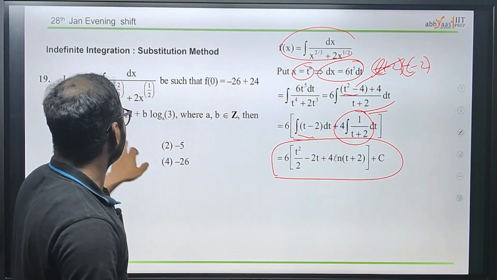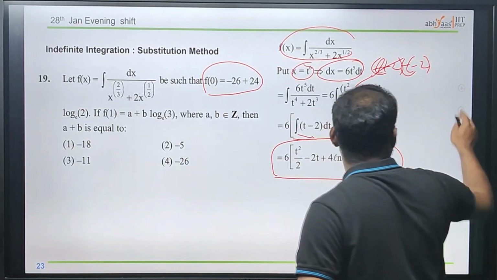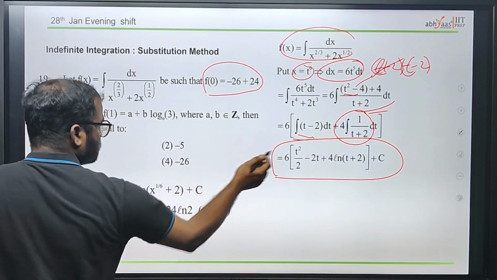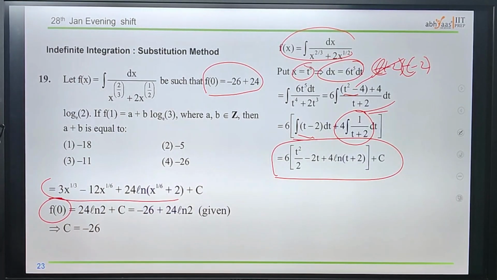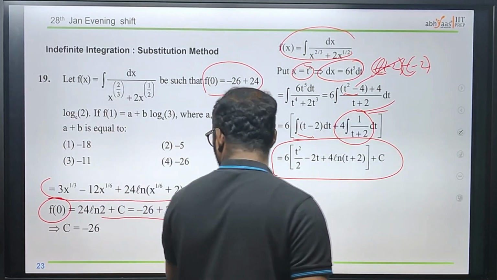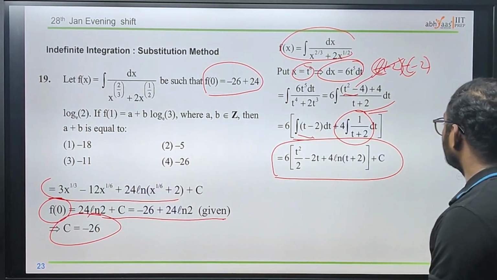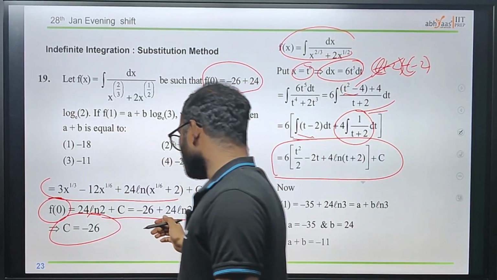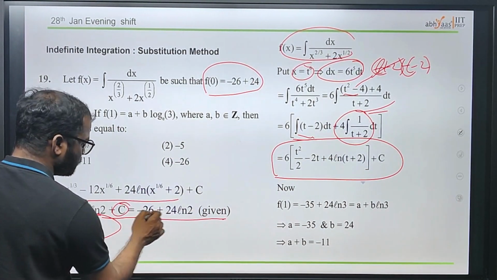Now we need to find the c. Using this we can easily find the c. Just substitute f of 0, and this was classified into this one. First substitute f of 0 in order to find this one. We got the c as minus 26. Now just substitute the minus 26 here, and this will happen.